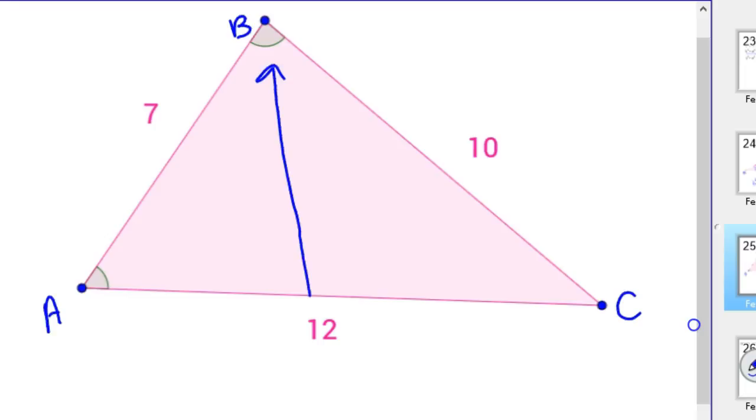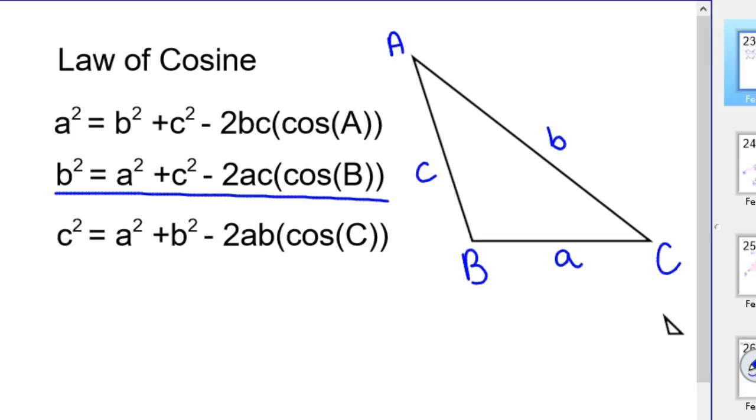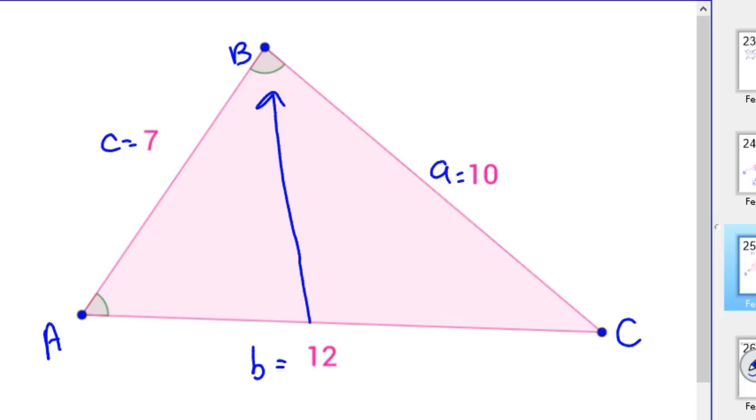So we're going to start with b squared again, just because of how I labeled it. So this side's little b, this side's little c, this side's little a. And again, if you go back to the law of cosine, we're going to use that middle one again. So to solve this, you would have 12 squared equals a squared, which is 10 squared, plus 7 squared minus 2 times 10 times 7 times cosine of B.